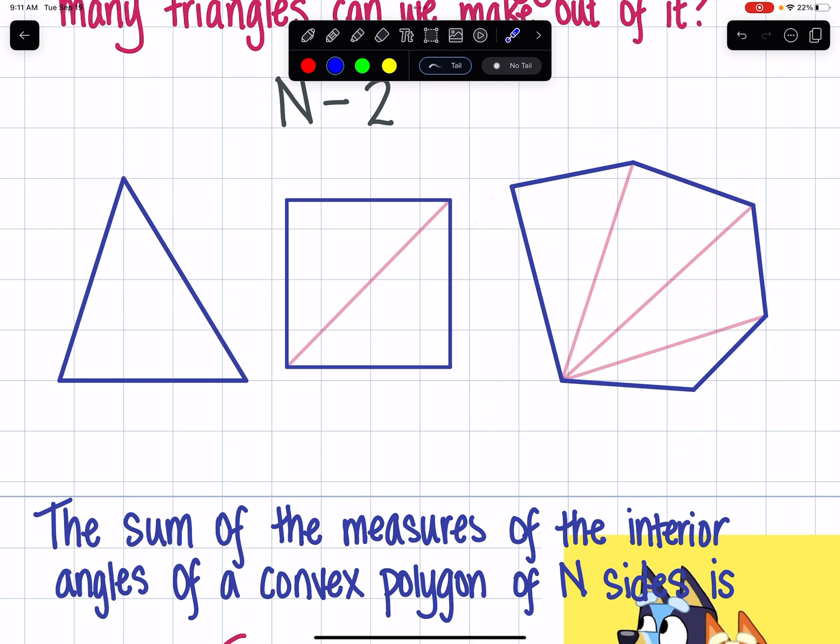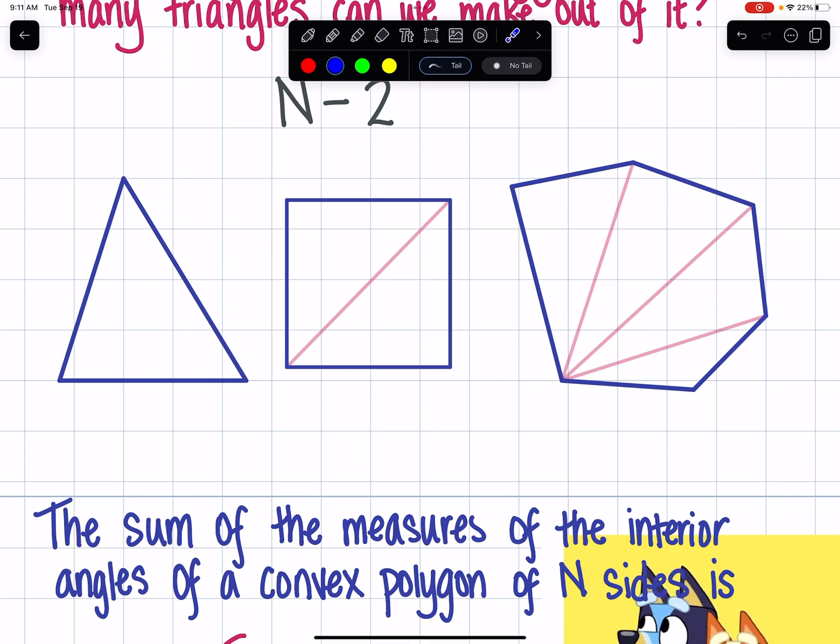So what about this complicated shape? This has 6 sides. This is a hexagon. And if we do n minus 2, it's 6 minus 2, which is 4. You can make it into 4 triangles. Okay, so a convex polygon can be triangulated into n minus 2 triangles.